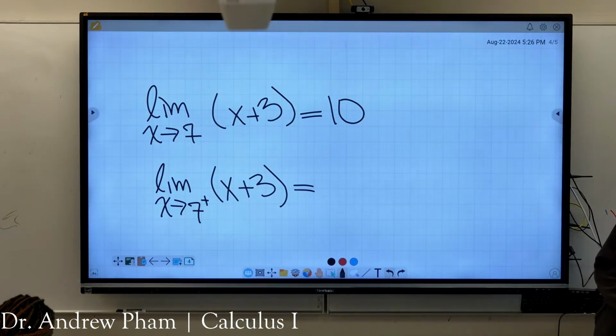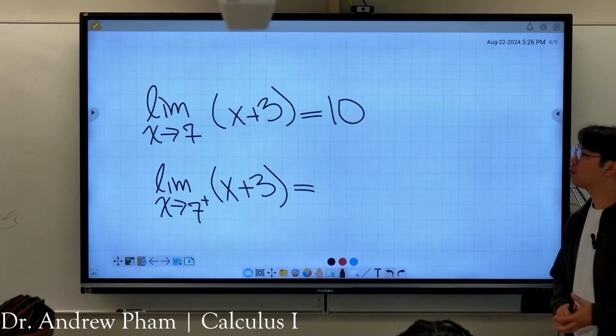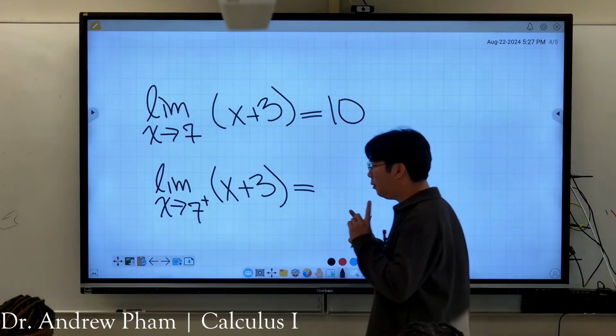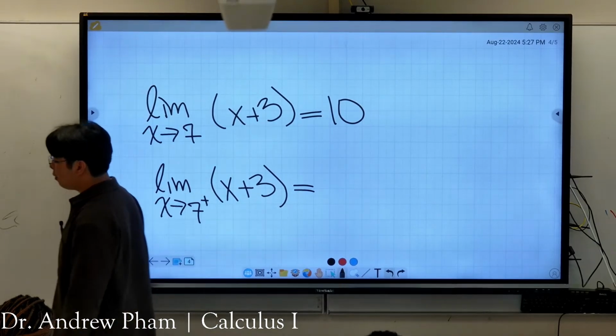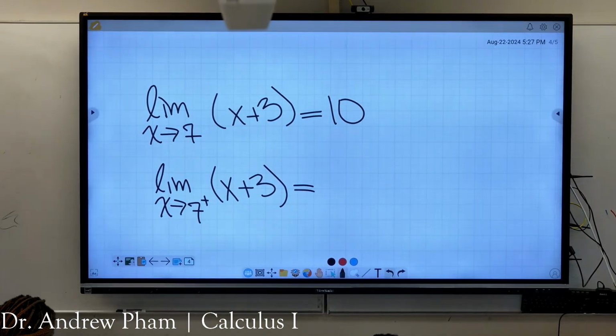No, it would still be 10. No, if it's coming from the left, it would make it right. It's still 10. 7 to the left. So it'll be 10 to the right, and then... So I'm getting a couple of different answers. Are we saying that x approaches 7 from both sides, and that first one is true in this case?